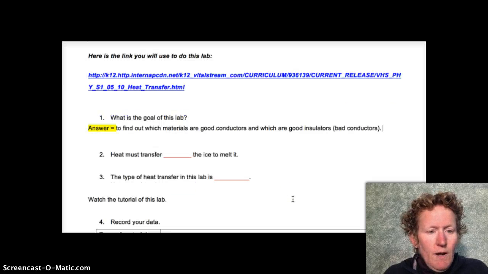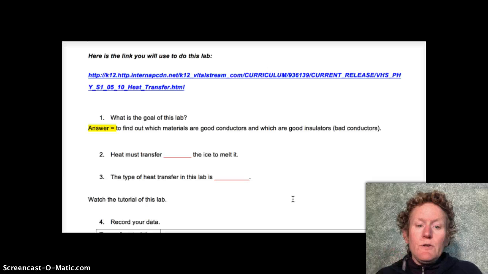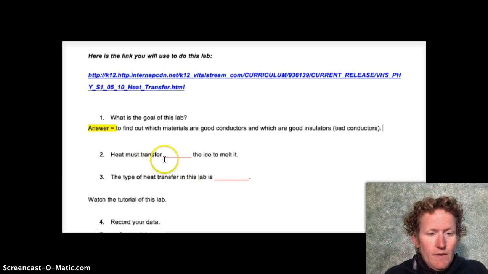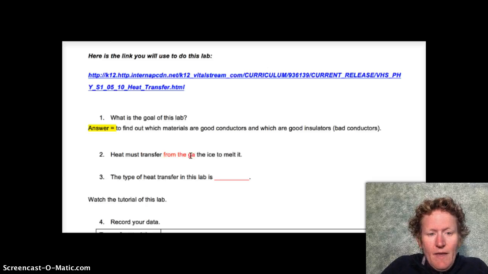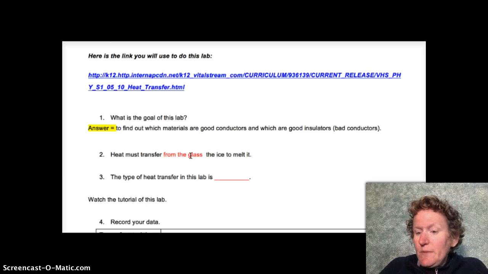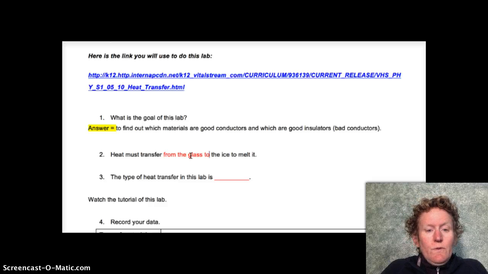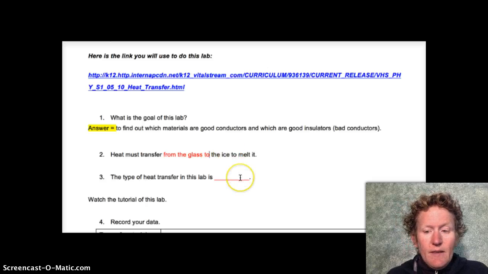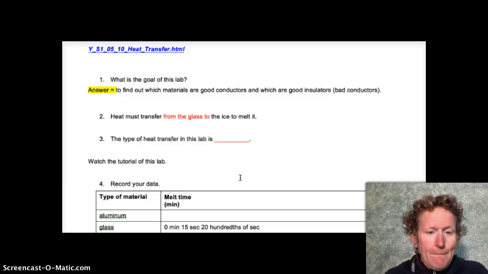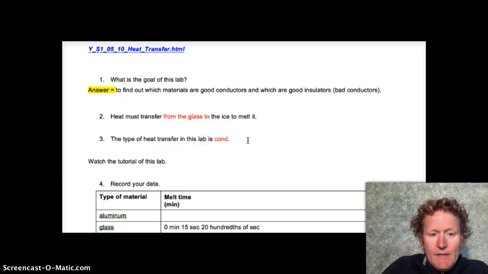So we want heat to transfer to the ice cube. The heat has to transfer from the glass or whatever other material we're using to the ice to melt it. Remember, the ice cube is absorbing the heat. The heat is going into the ice cube and adding kinetic energy to that solid matter to make it into a liquid. The type of heat transfer we're doing in this lab is conduction.